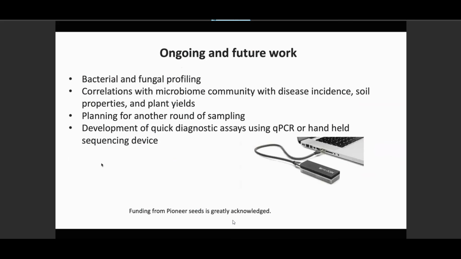And the ultimate goal of the project is to develop a quick diagnostic assay using either qPCR or a handheld sequencing device, as you can see in this picture, which the growers can just use in the field, and can use a laptop or a mobile device to profile the important microbial members that are related to the disease in our cornfields. And with this, I end my presentation and I acknowledge funding from Pioneer Seeds.